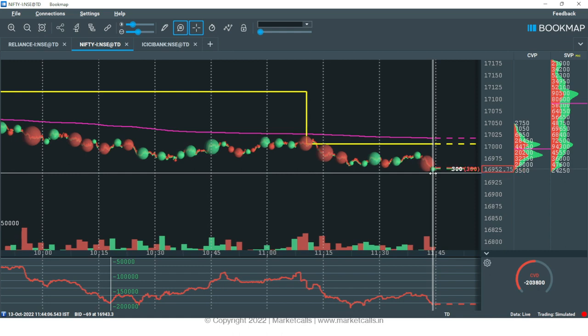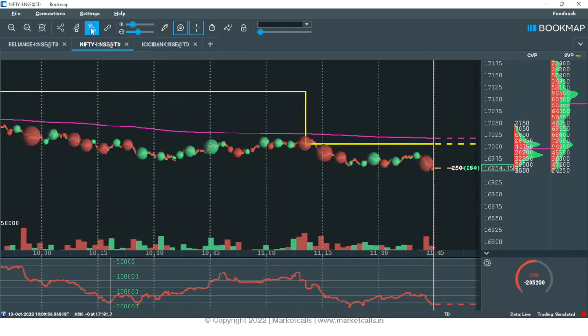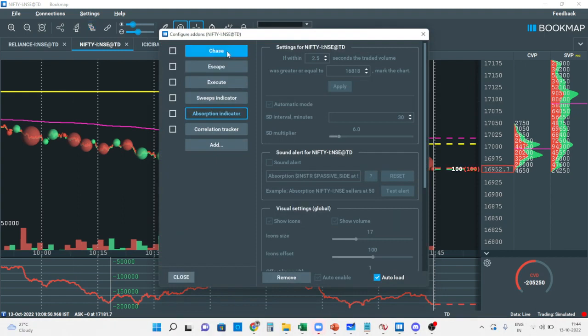A very good learning day to understand how a trending day will look, or how to monitor for a trend day. What are the factors that we have to monitor for a trend day? There are a couple of add-ons there. Maybe in our upcoming sessions, we'll talk one by one. There are a lot of chase, escape, execute, sweep indicators, absorption indicators, correlation trackers, and much more.